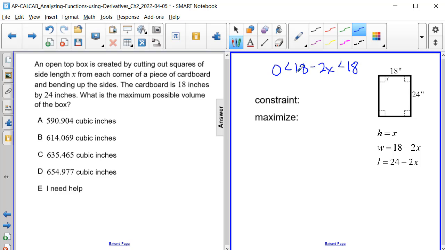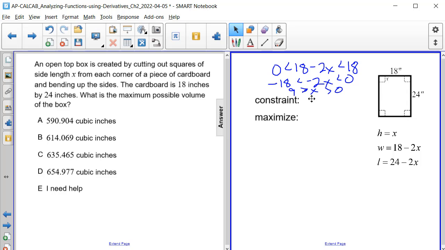So now if we were to solve this inequality for x by subtracting 18 from all sections, we would get negative 18 is less than negative 2x, which is less than 0. And then from here, if we divide all of our terms by negative 2, all of our inequalities would flip around, and we would also have sign changes. So we would have positive 9 is greater than x, which is greater than 0. In other words, we would have that 0 is less than x, which is less than 9.